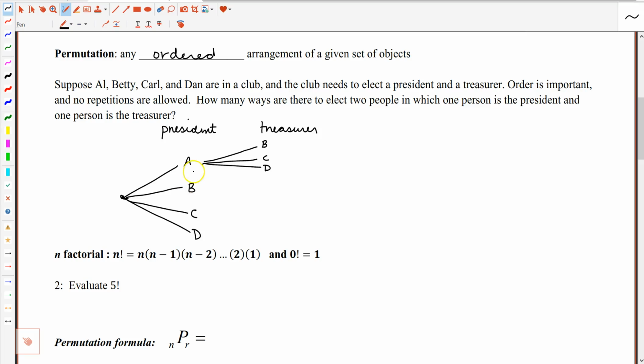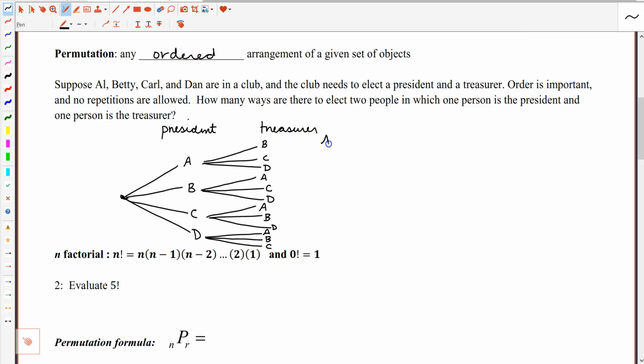What if Betty was the president? Then Al could be the treasurer, or Carl, or Dan. What if Carl was the president? Then Al could be the treasurer, Betty, or Dan. And running out a little bit of room here, but we'll squish this in here. If Dan is the president, it could be Al, Betty, or Carl.